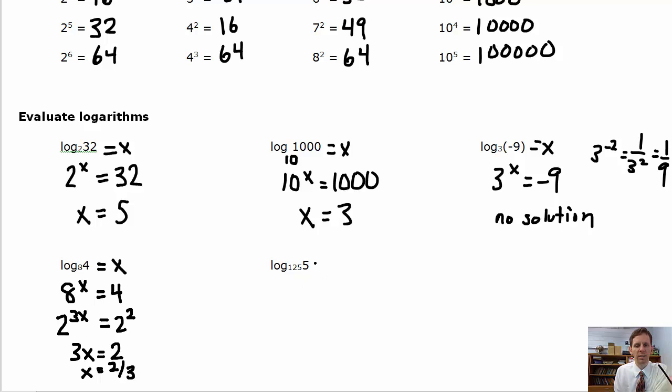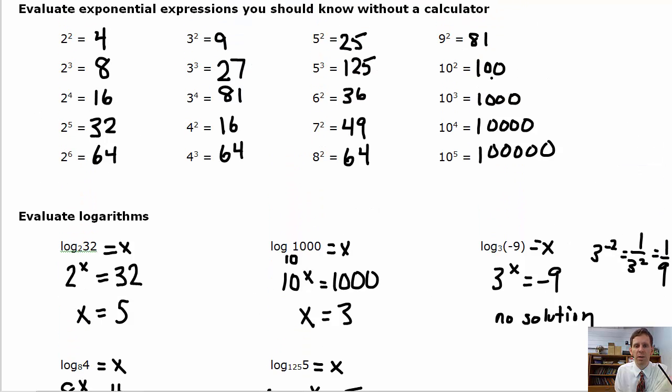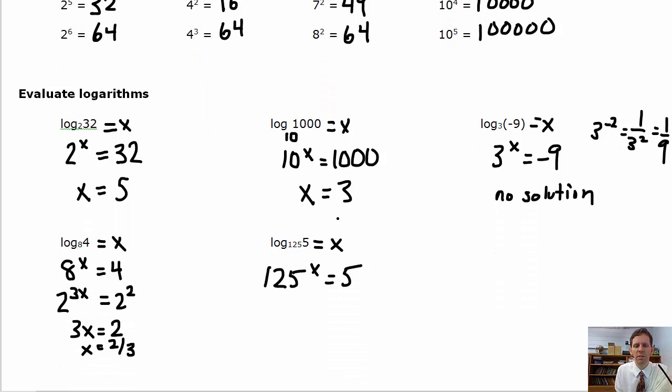To wrap this up, we're going to again set our logarithmic expression equal to x. 125 is my base. My exponent's over here, and this is equal to 5. Now, just looking at this, I'm not sure what the answer is, but I know that I can write 125 as a power of 5. We did that up here. 5 cubed equals 125. So I'm going to replace the 125 with 5 cubed.